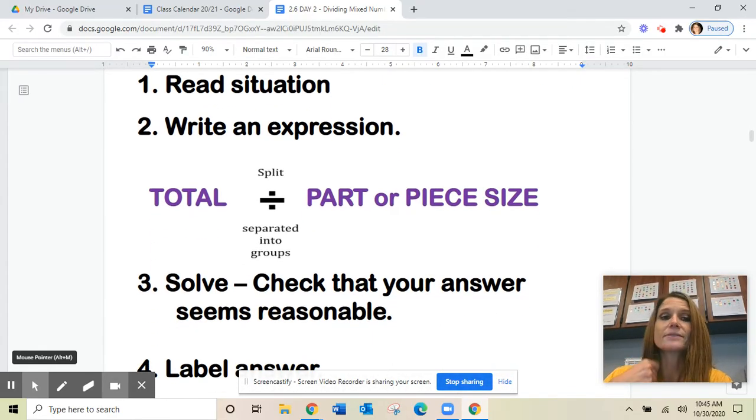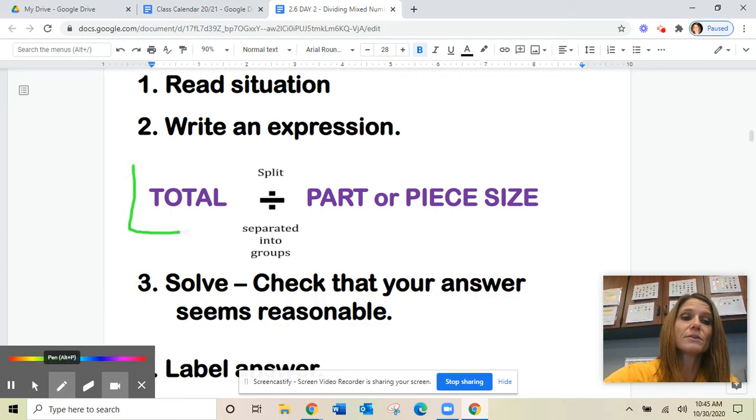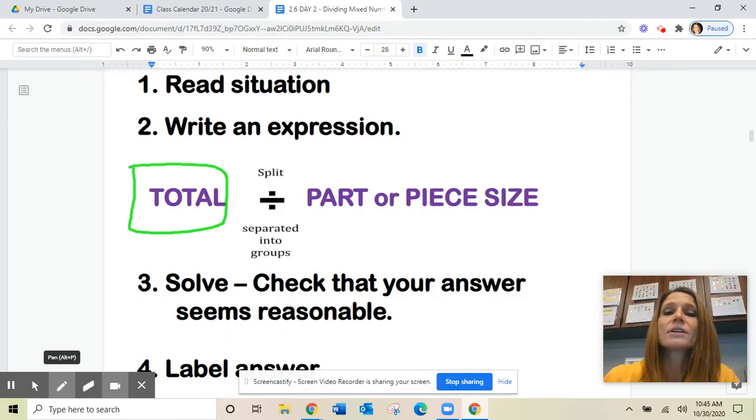So if you read through the situation, and then when you're trying to write an expression with the values from the situation, we're going to write our expressions with our total amount being first. And usually in a story, it would say somebody has a total amount of something. And so that value is going to be put first in our expression. Remember, that's going to be the value that we keep.